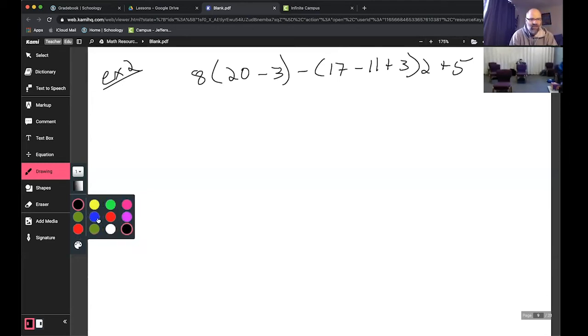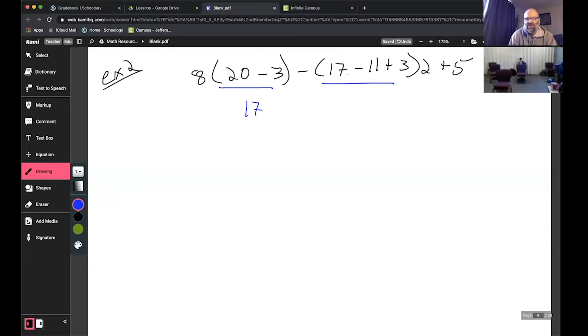So what I would do first is parentheses. I'm going to underline the parentheses, and then I'm going to ignore everything else. So 20 minus 3 is 17. 17 minus 11 is 6 plus 3 is 9. Everything else is written the same. So 8 right next to that parentheses means multiplication. Minus 9 right next to 2. Were you able to? Okay, yes, you may go quick.